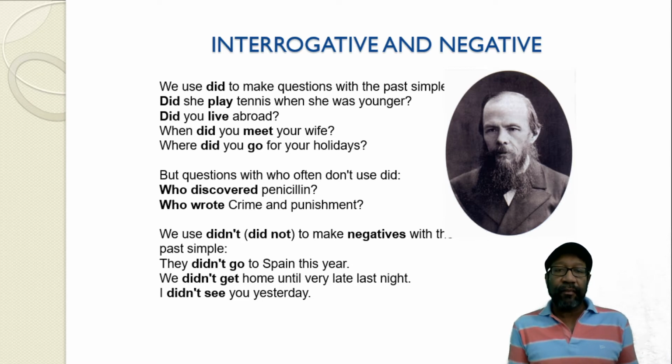So to make questions with the simple past or past simple, we use did and the verb in the infinitive. So the structure is this. Did she play tennis when she was younger? Did you live abroad? When did you meet your wife? Where did you go for your holidays?